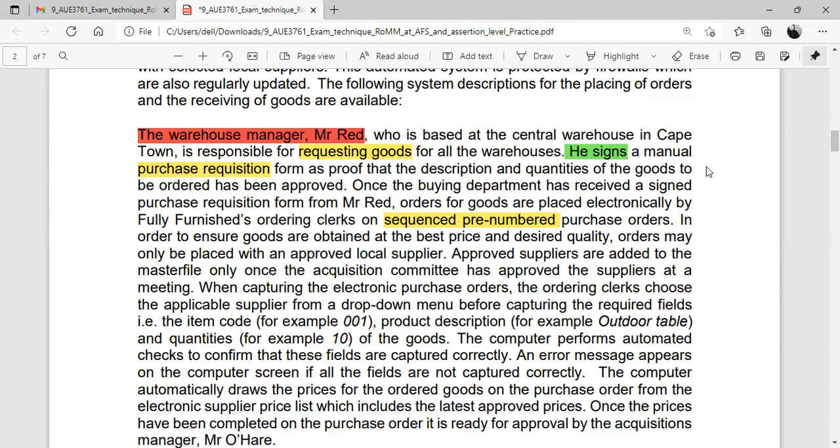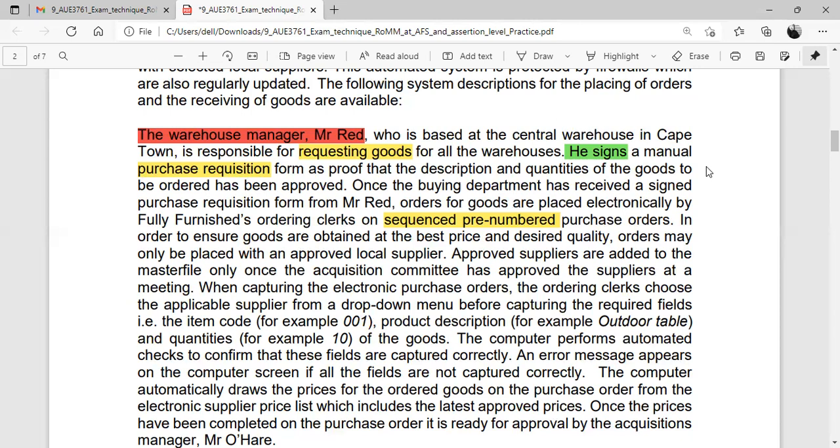In order to ensure goods are obtained at the best price and desired quality, orders may only be placed with an approved local supplier. Approved local suppliers are added to the master file. What is a master file, guys? Any idea? Is a system that information is stored in.